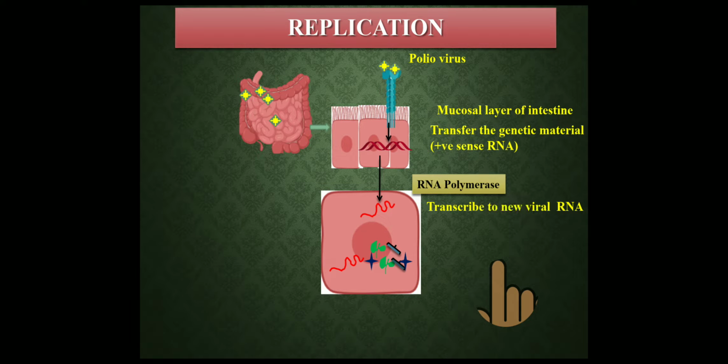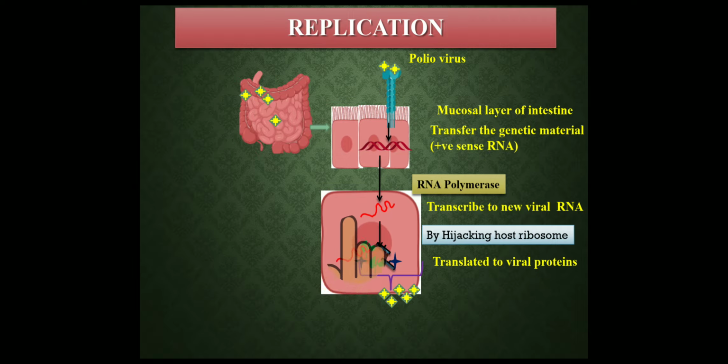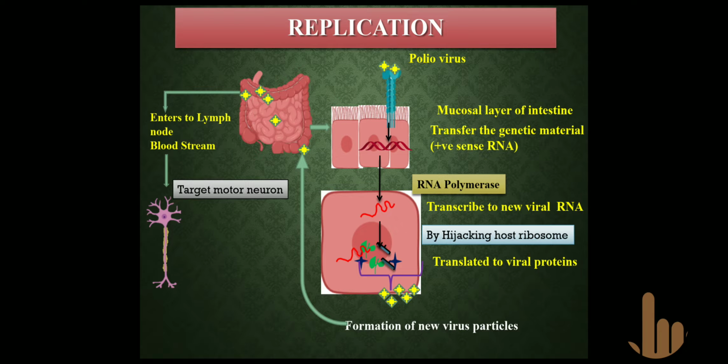Then obviously after getting the RNA, it will try to make the proteins that it needs, by hijacking the host ribosome, and it will produce the proteins. Then the combined genetic material and proteins will form new viruses. This new virus will then enter the bloodstream and lymph. When it enters the bloodstream and lymph, it targets the motor neuron.